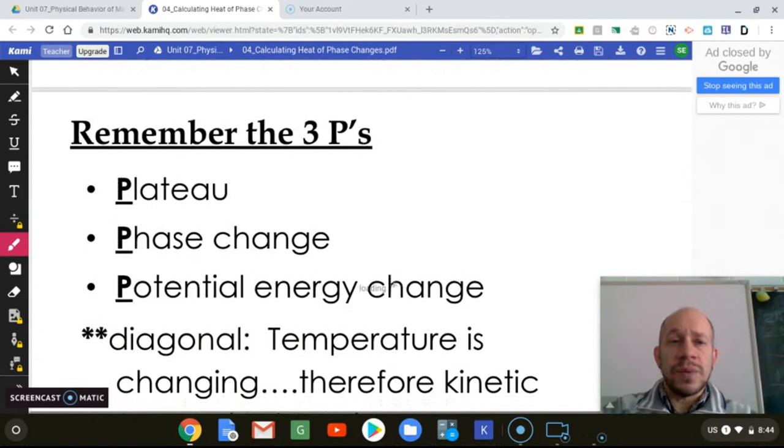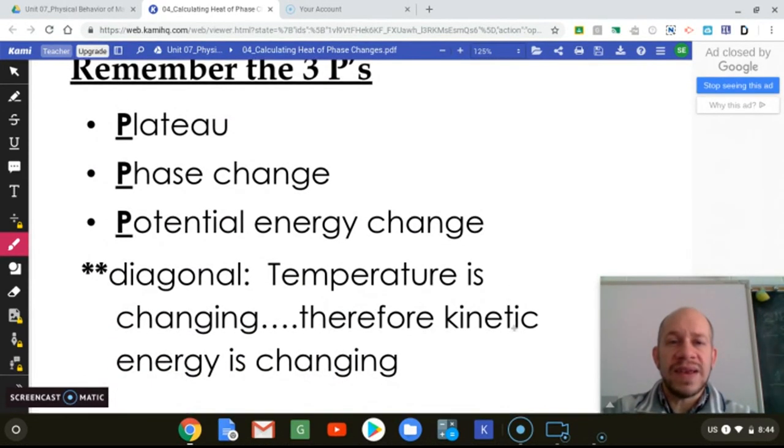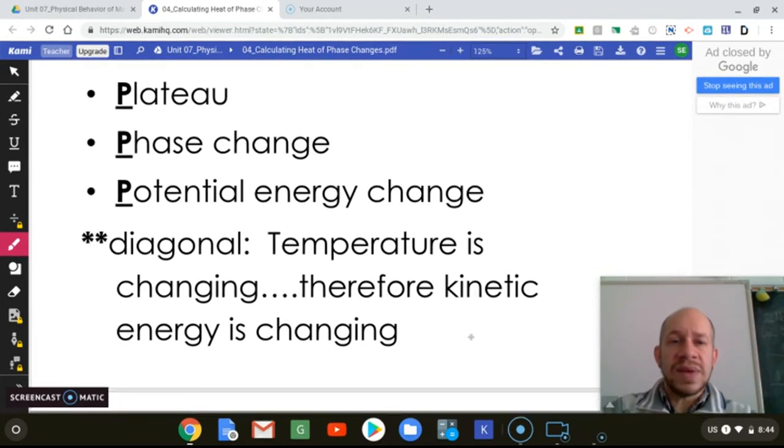And then a quick reminder. So remember the 3 P's. If I have a plateau, I have a phase change, and that means potential energy changes. The diagonals mean that temperature is changing, therefore kinetic energy is changing.